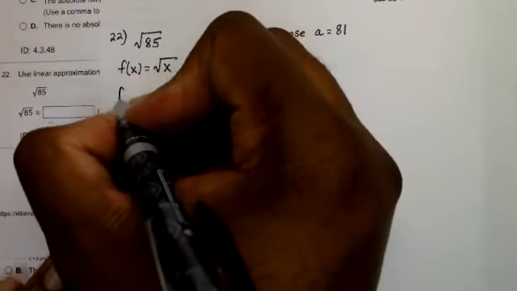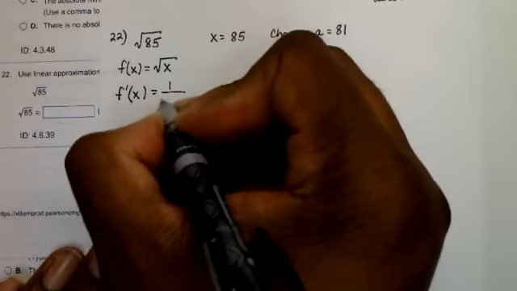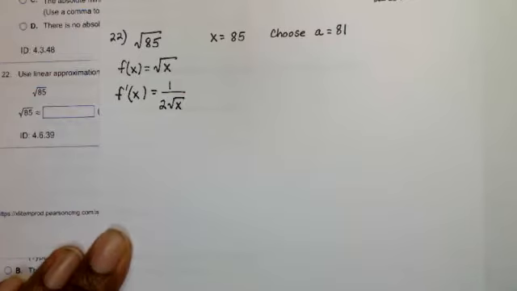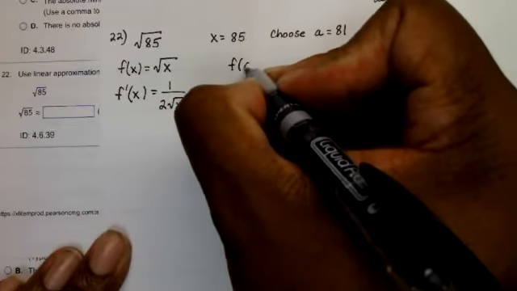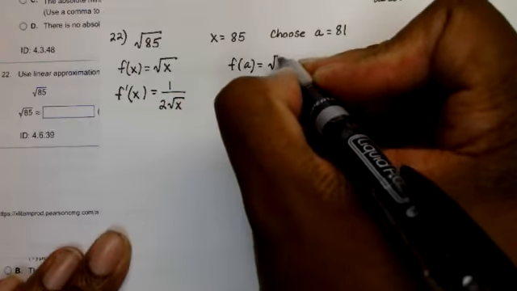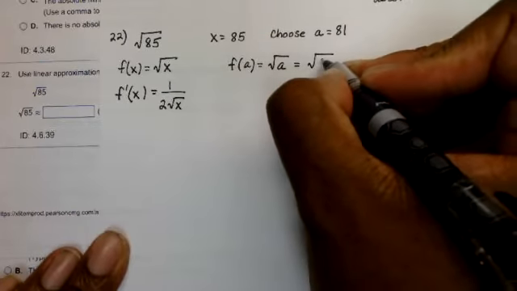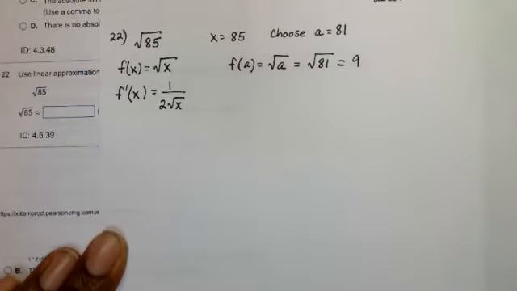And also, let's take the derivative of the square root of x. If you recall, it's going to be 1 over 2 square root of x. All right, since f of x is equal to the square root of x, that means f of a will be equal to the square root of a, and I'm letting a be 81, so the square root of 81 will be equal to 9.